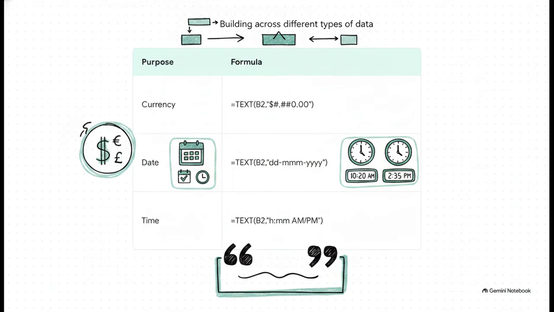If we want currency, we use the TEXT function and provide the format code $#,##0.00. For a nice, readable date, we can use DD-MMM-YY, and for time, H:MM AM/PM. Now, the absolute key takeaway here, and you can't forget this, is that you absolutely must put your specific format codes securely inside those quotation mark containers. If you don't put quotes around the format text, the function will just fail outright.